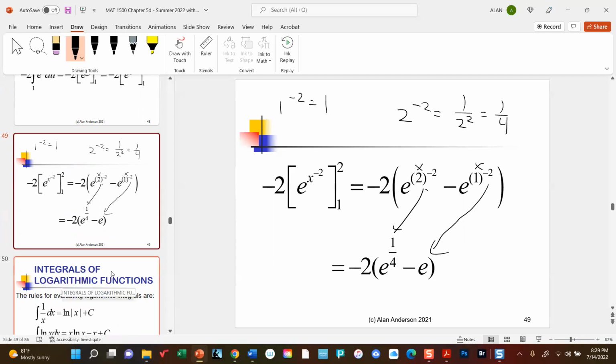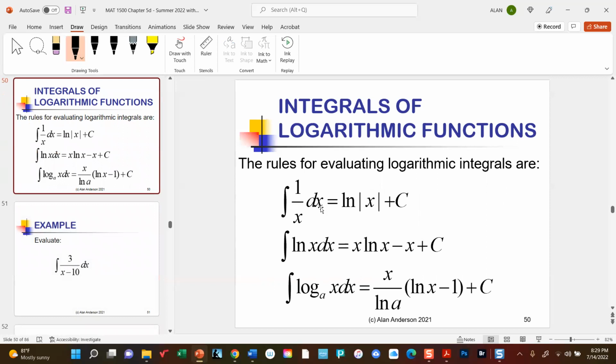All right. So just a quick reminder of some of the key properties. There's one here that we haven't seen before. We know already that the integral of 1 over x dx is just log absolute x plus c. But there's actually 2 here that we haven't seen before. The integral of log x dx actually turns out to be x log x minus x plus c.